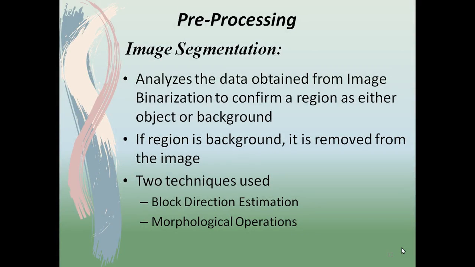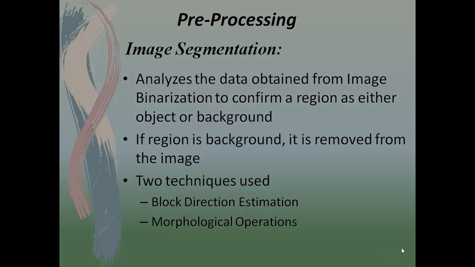Next, the image segmentation stage is very important. It analyzes the data obtained from the image binarization. It confirms whether the region that the image binarization stage told us was an object or a background. After confirming, if it's found that a particular region is background, it basically removes it from the image. For doing this, it's very tricky to be absolutely certain which region is background. We use two techniques over here: one is block direction estimation, and one is morphological operations.